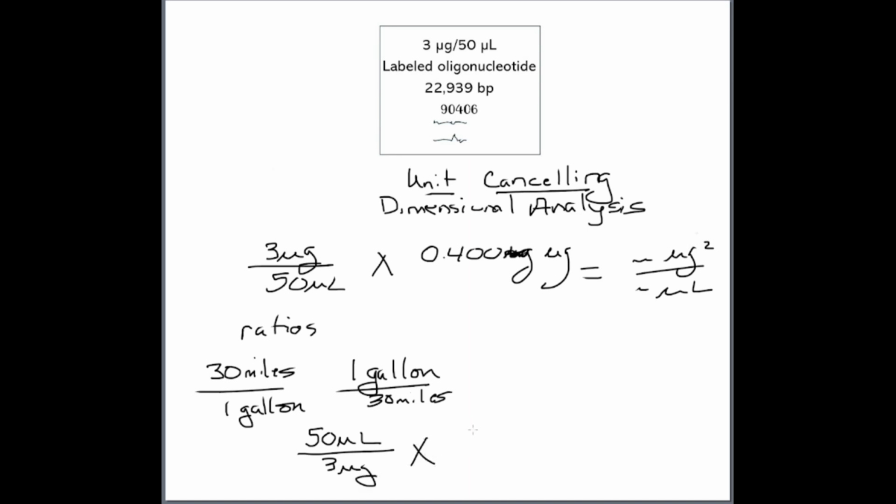Now I can multiply by 0.400 micrograms. Now my units will cancel, aha. So now I have 50 microliters times 0.4. It's again going to give me 20 microliters divided by 3, which is going to be approximately equal to 6.7 microliters. All right, so that was a somewhat harder problem.